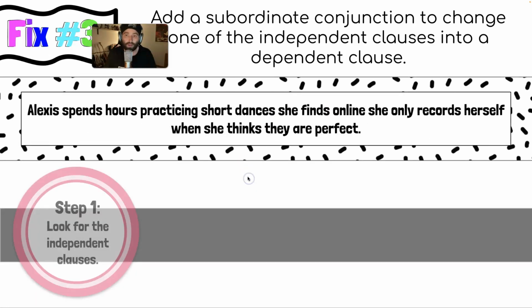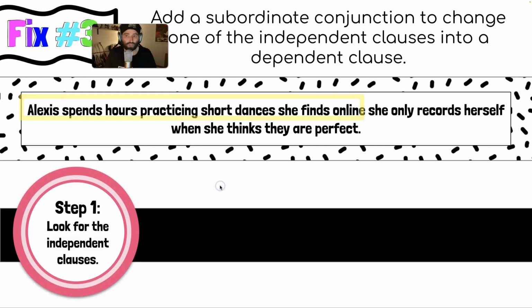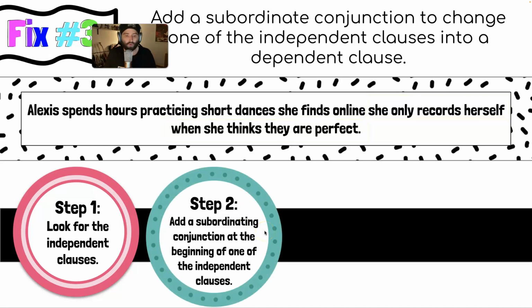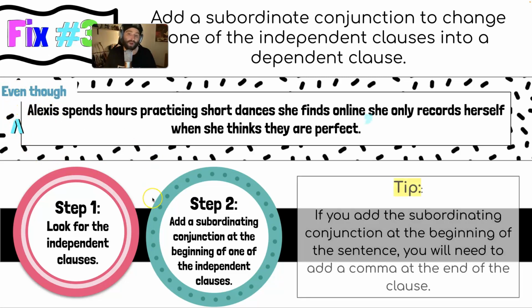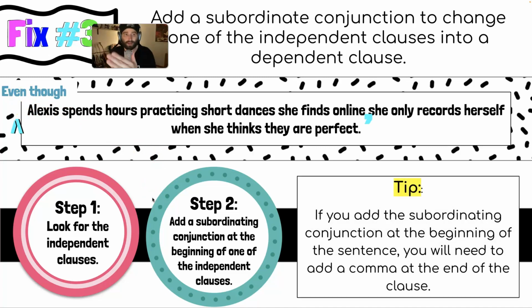So here you have it one more time. All right, so then you look for the independent clauses, which should be easy at this point because we've already identified both of them in this sentence. And then you're going to add a subordinating conjunction at the beginning of one of the independent clauses. So here we have a subordinating conjunction, even though. So now, even though Alexis spends hours practicing short dances she finds online, comma, she only records herself when she thinks they are perfect. So if you add the subordinating conjunction at the beginning of the sentence, you will need a comma. And if you do it in the middle of the sentence, you will not need the comma. But we're not going to get into all that.